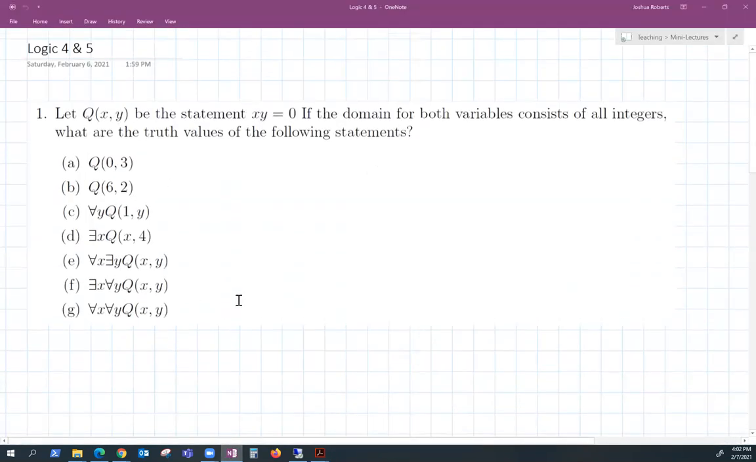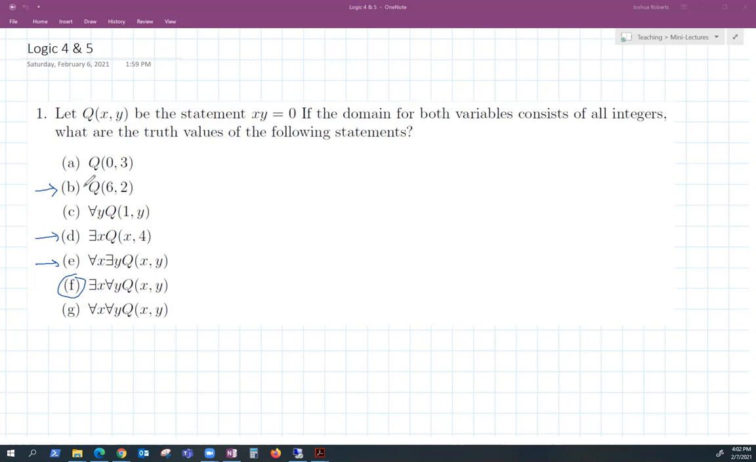All right, so Q of x and y is going to be the statement x times y equals 0. The domain for both of them is going to be the integers. What are the truth values for the following? So I'm going to do B, and I'm going to do D, and I'm going to do E. Now, when you do these, pay particular attention to what you get for F, because the difference in E and F is switching the order of the variables. So just think about that when you do these.